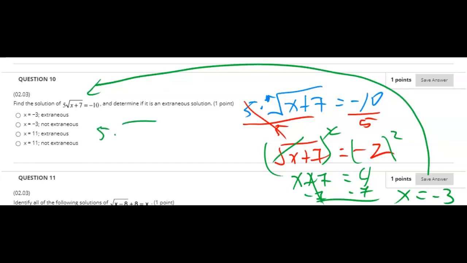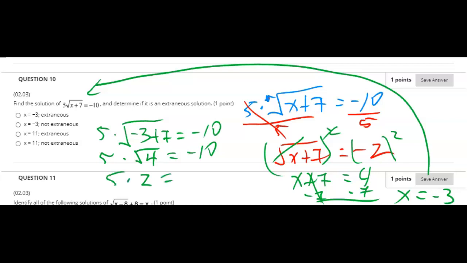5 times the square root of negative 3 plus 7, is that equal to negative 10? So we evaluate. So 5 times square root of 4, does that equal negative 10? Square root of 4 is equal to 2, so 5 times 2, is that equal to negative 10? No, it doesn't. And if it doesn't work, it is extraneous, so it's choice A.